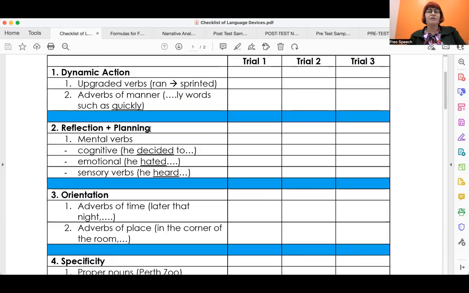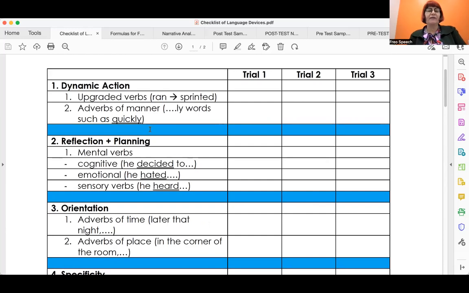And so just alerting you also to this handout that you can count or tick and cross or make a comment over 3 different samples of a student's writing using the language device checklist to see what's changing about the student's writing style.